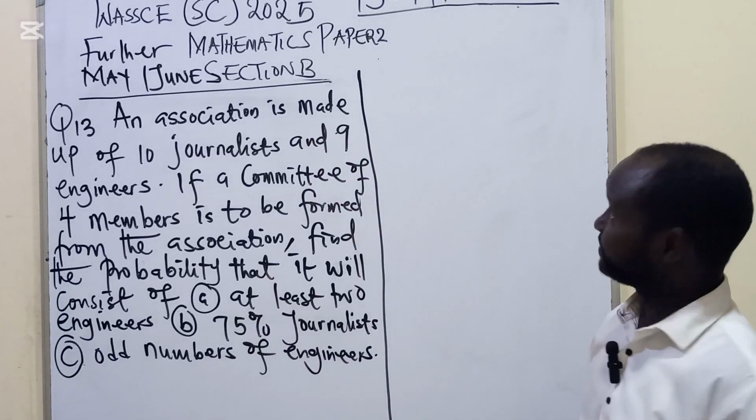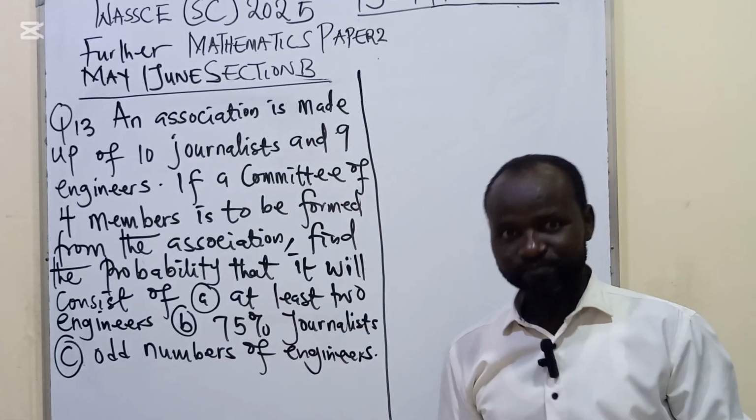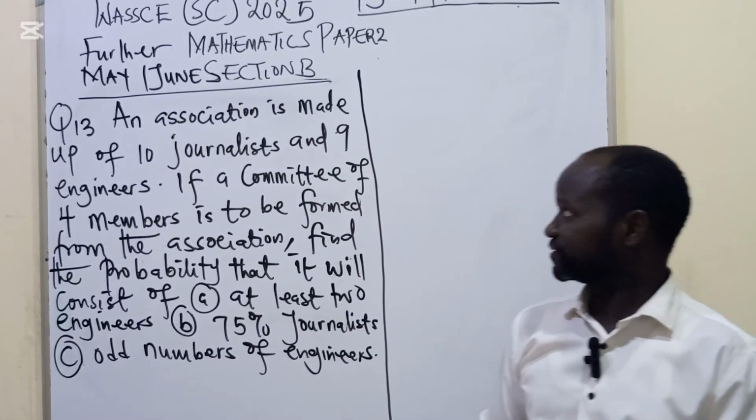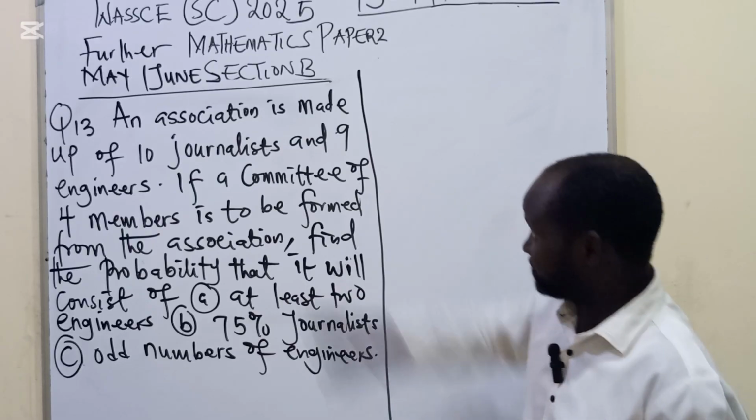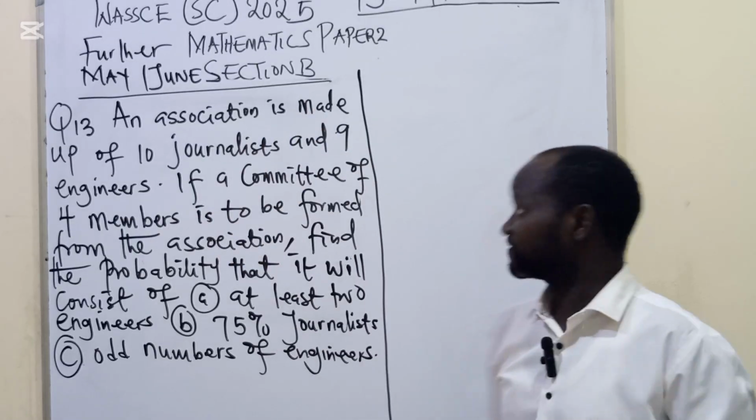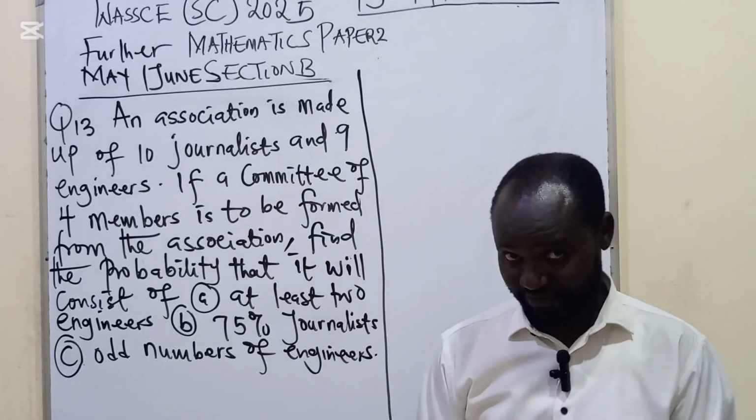This is Further Mathematics, Paper 2, May/June, Section B. With us here is question 13. Further Mathematics is the same as Elective Mathematics. Let's consider this question 13.